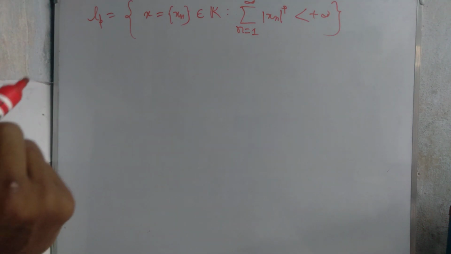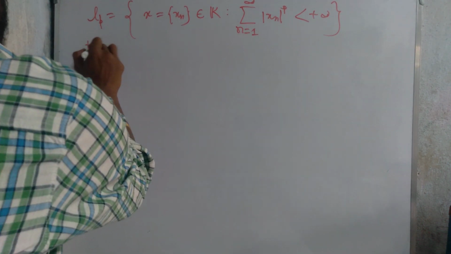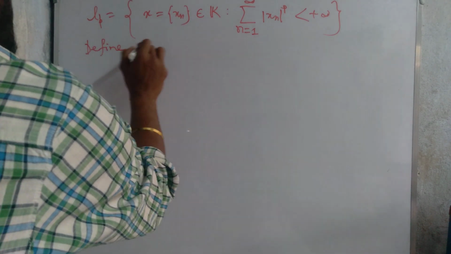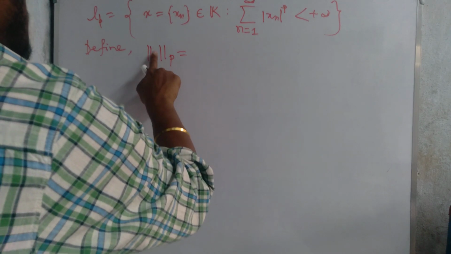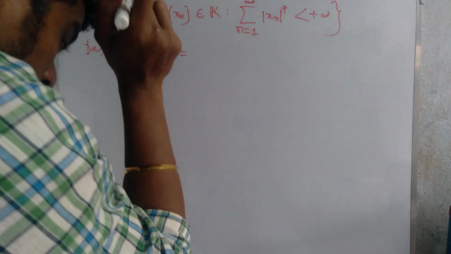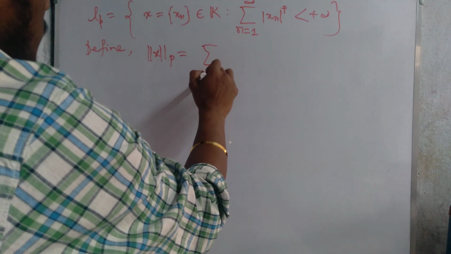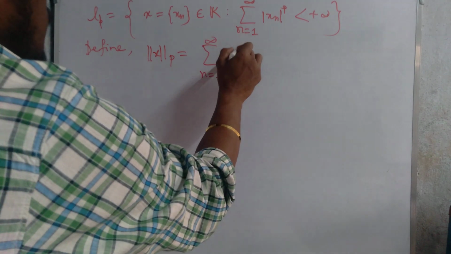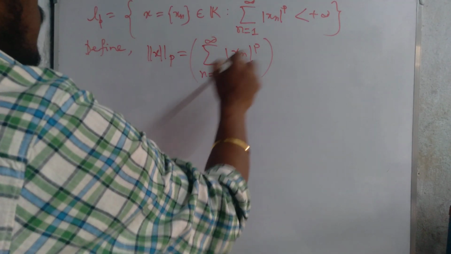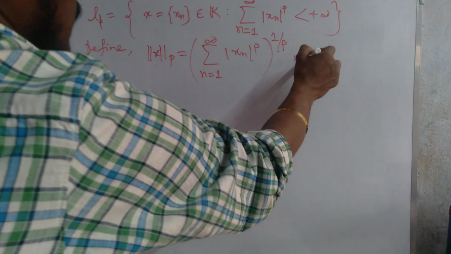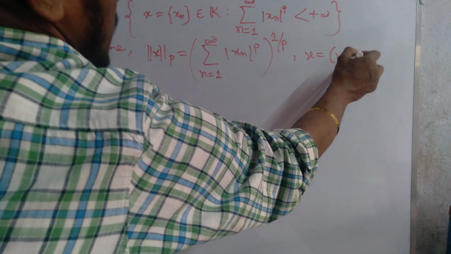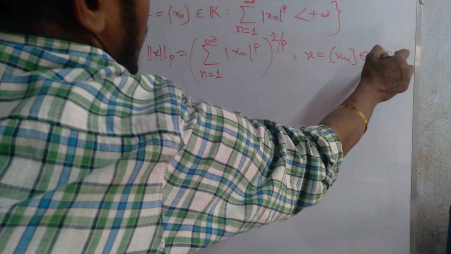Now we are going to define the norm ||x||_p. Define the norm ||x||_p equal to the summation from n = 1 to infinity of |xn|^p, whole to the power 1/p, where x = (xn) belongs to l^p.